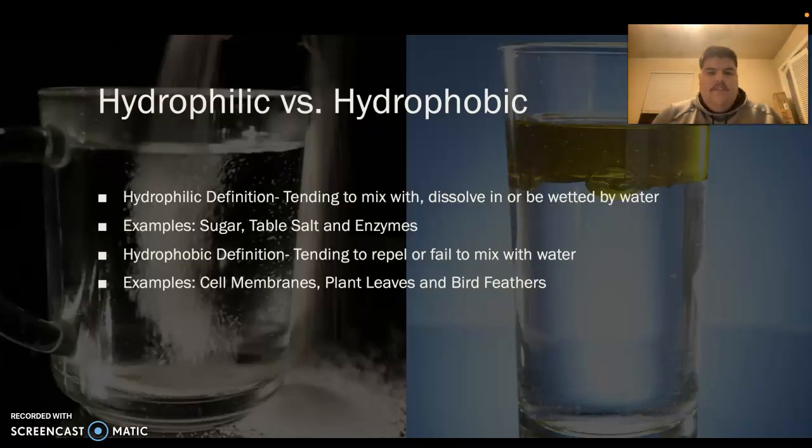The definition for hydrophilic is tending to mix with, dissolve in, or be wetted by water. Some examples are sugar, table salt, and enzymes. Hydrophobic is tending to repel or fail to mix with water. Examples: cell membranes, plant leaves, and bird feathers.